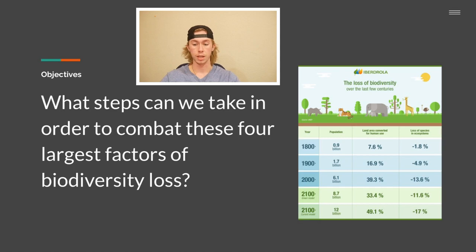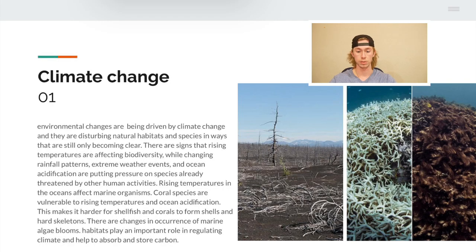So, climate change is one of the 4 main factors. Environmental changes are driven by climate change and they disturb natural habitat and species in ways that are still only becoming clear. There are signs that rising temperatures are affecting biodiversity, while changing rainfall patterns, extreme weather events, and ocean acidification are putting pressure on species already threatened by other human activities. So as we continue to develop, we emit greenhouse gases, and these cause climate change and global warming. And it has a trickle-down effect.